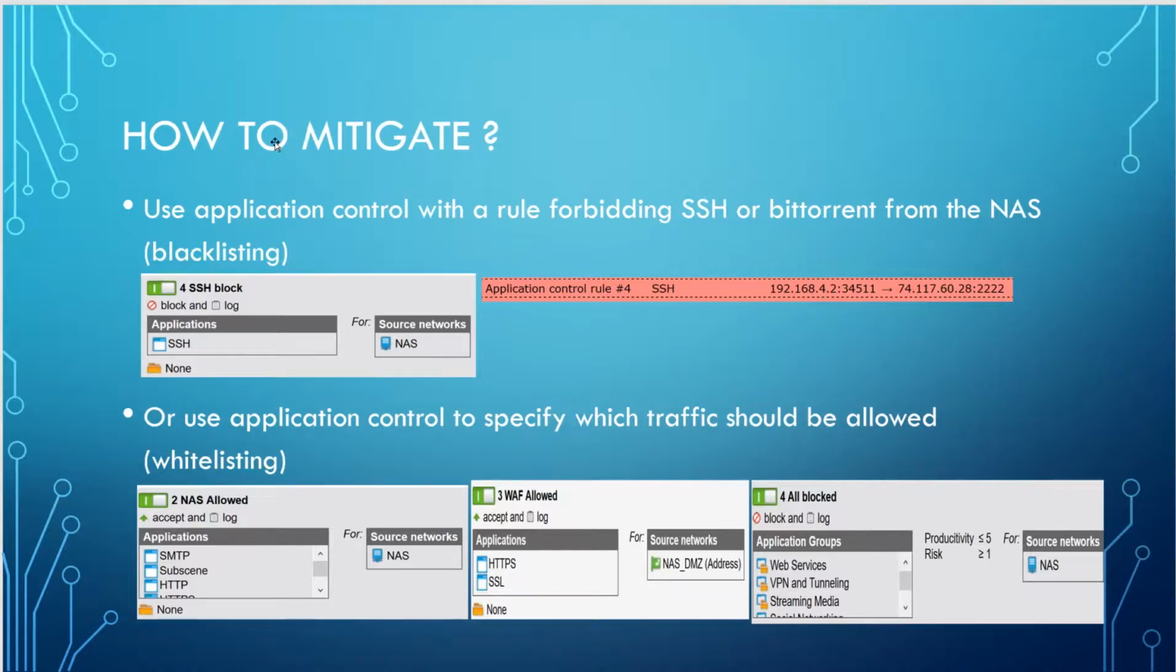As you can see here, there is also a notion of productivity and risk that we will see after. So this rule means that for everything with a productivity less than or equal to 5 and a risk greater than or equal to 1, everything is blocked. So that means that all the applications that Sophos knows about are blocked.